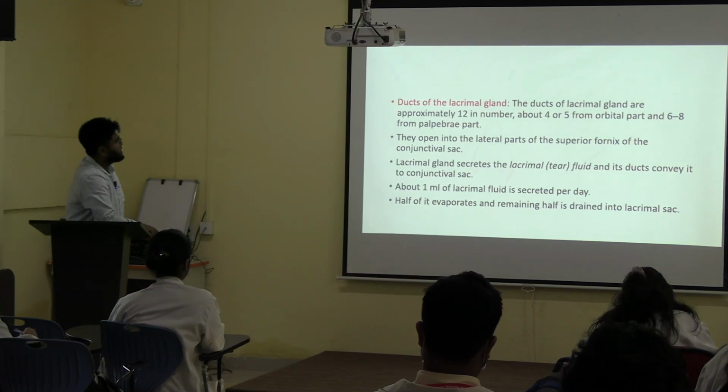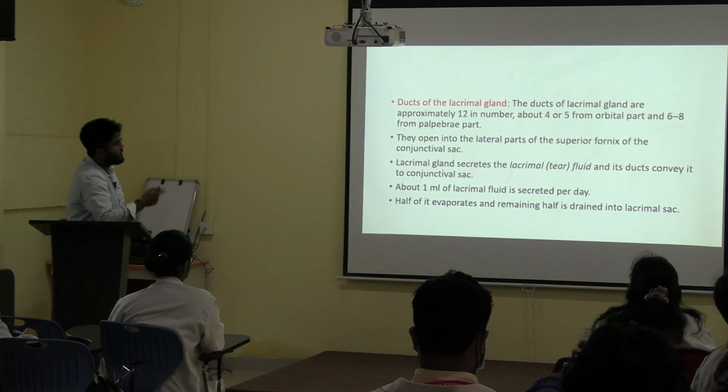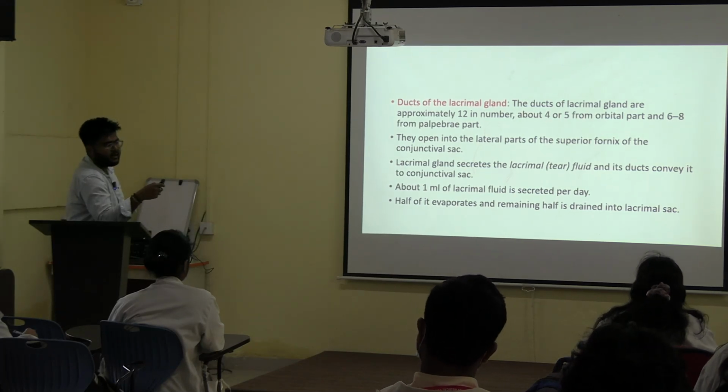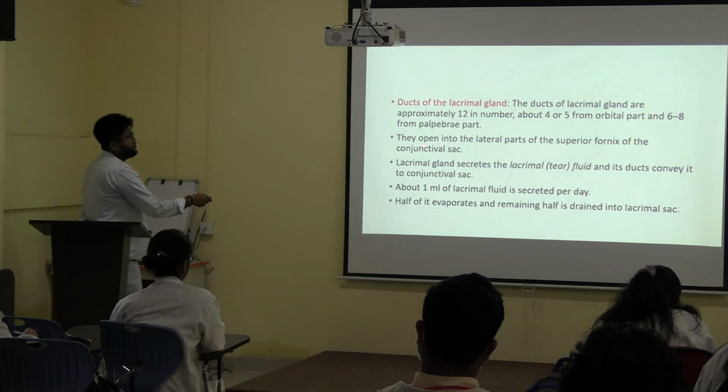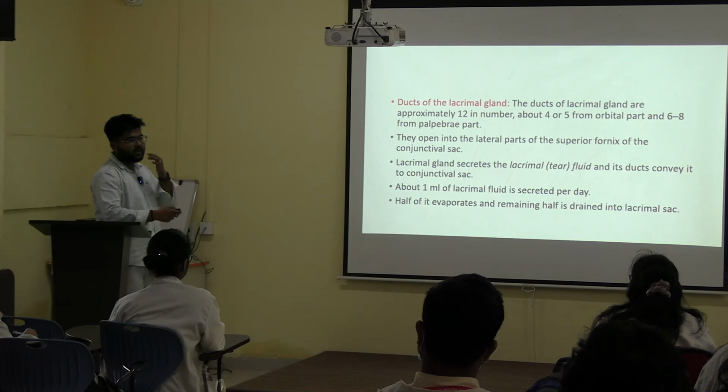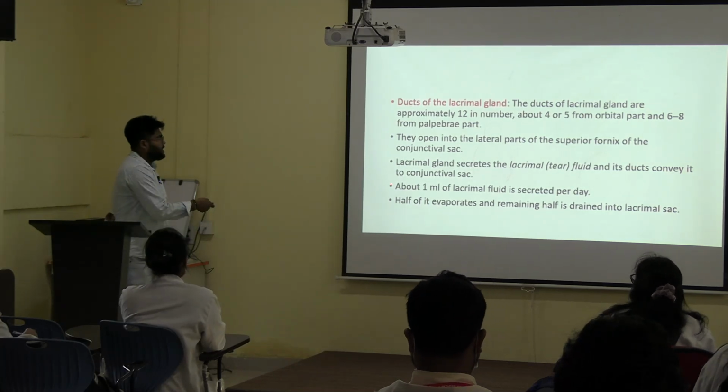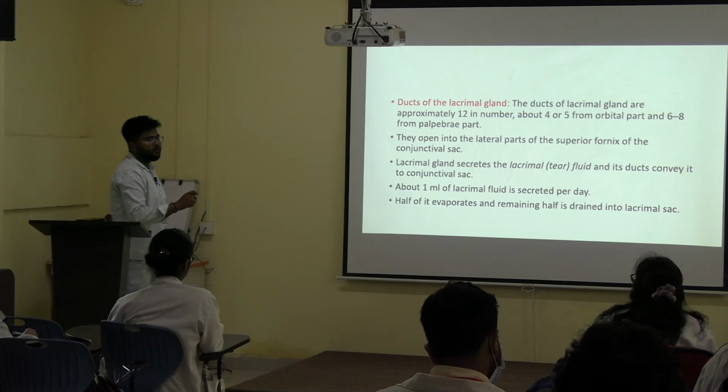Next, the ducts. The ducts of the lacrimal gland are approximately 12 in number. About 4 to 5 come from the orbital part and 6 to 8 from the palpebral part. They open into the lateral part of the superior fornix of the conjunctival sac.